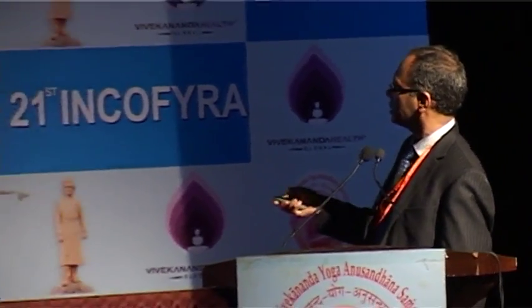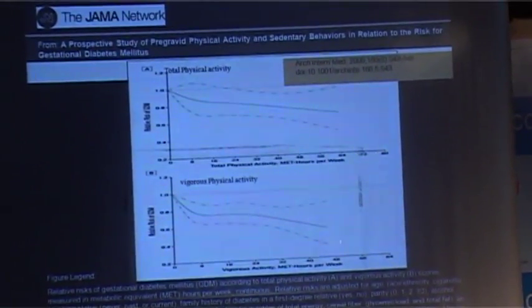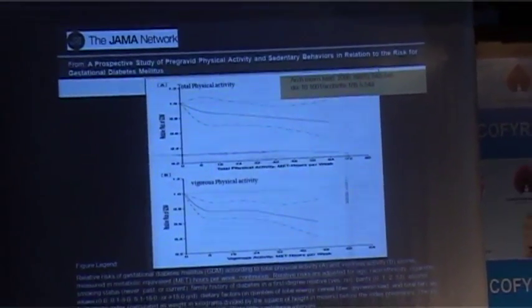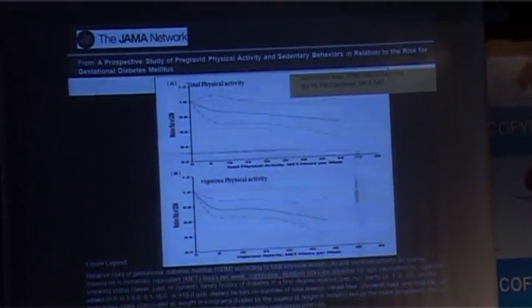Again, in a graphical pattern, if you look at the relative risk of developing gestational diabetes, and this is the total physical activity, metabolic equivalent hours per week. With increasing total physical activity, risk decreases. How vigorous is the activity? Vigorous physical activity helps even better. So the more vigorous the physical activity, and the longer the duration, the lesser the risk of gestational diabetes.